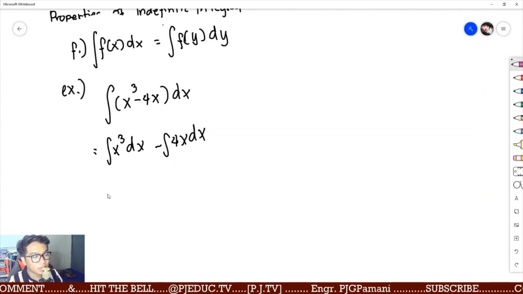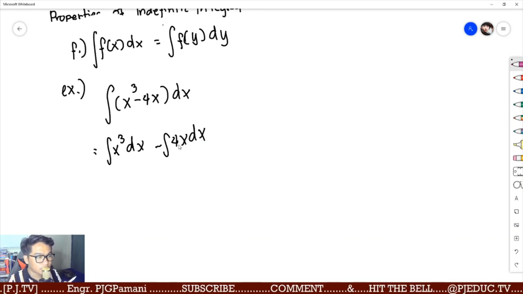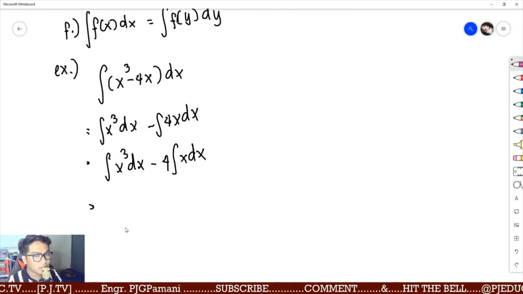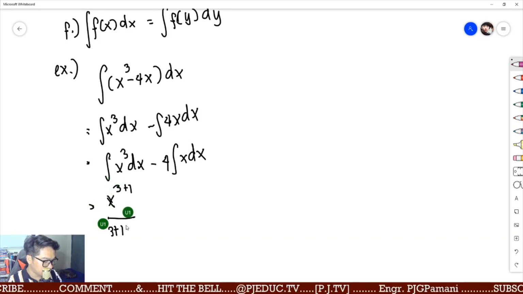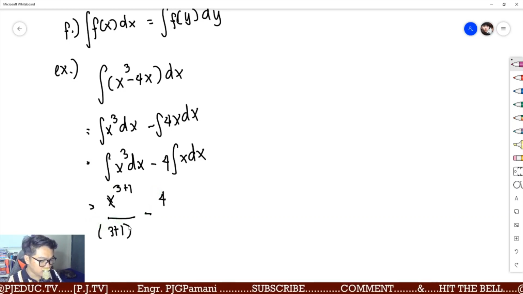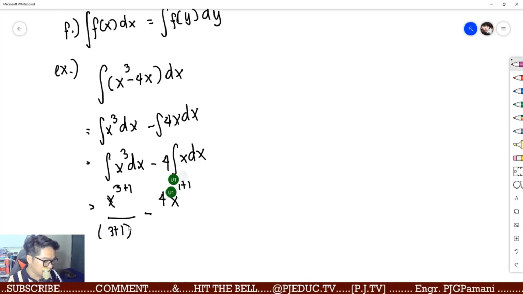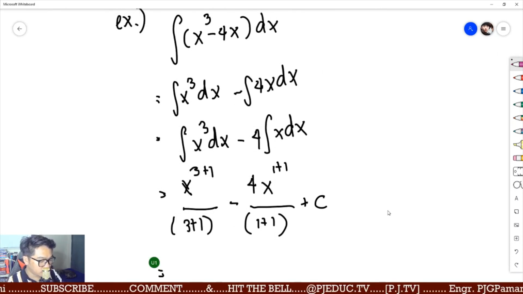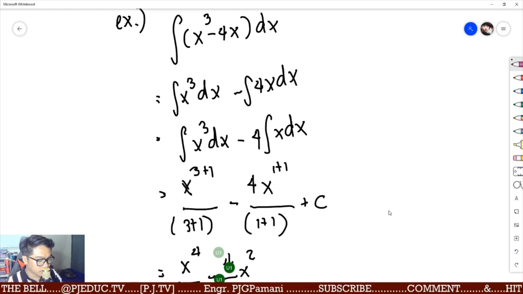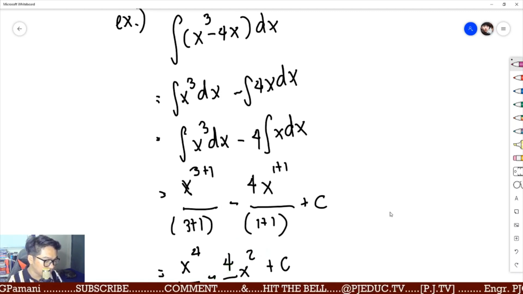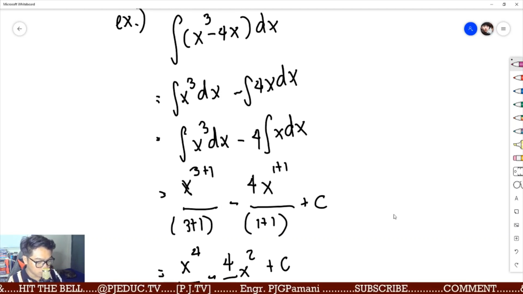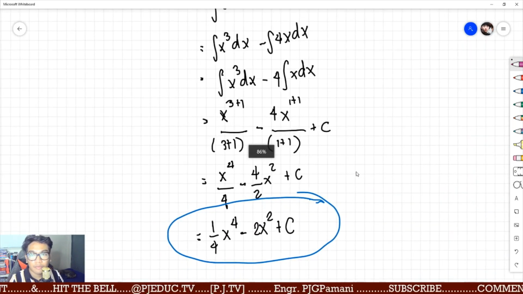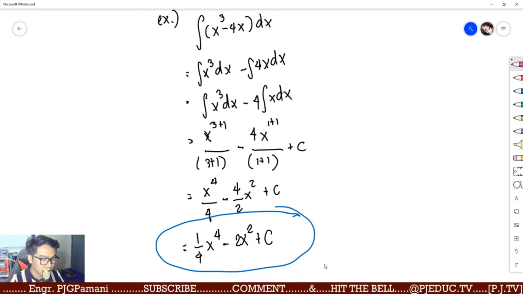Tama na ba yan? May next step pa ba tayong pwedeng gawin? Remember, 4x dx. Meron tayong constant dun sa integrand na yon. So basically, extract natin si 4, which is our constant, x dx. Again, same process. Add 1 to your exponent, plus 1 over 3 plus 1. Minus 4 times x raised to 1 plus 1 over 1 plus 1 plus your integration constant. Simplify, x raised to the 4th over 4 minus 4 over 2 x squared plus c, or 1/4 of x raised to the 4th minus 2x squared plus c. So that is now our final answer, from integration of x cubed minus 4x dx.